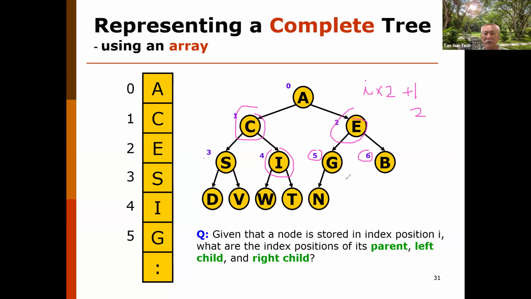For the parent, if I have 6 or 5, I want to find the parent. Given the index 5, I want to find the parent index, which is 2. It's actually I minus 1, divided by 2. So 5 minus 1 is equal to 4, divided by 2 with integer division gives you 2. 6 minus 1 is 5, divided by 2 with integer division also gives you 2. So that's the formula for finding the parent.